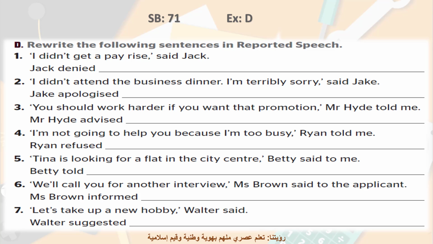Number 1, "I didn't get a pay rise," said Jack. So the answer could be Jack denied, yes. We know that denied is followed by an ing form. So let's look for the verb and add ing. Yes, the verb here is get, so it should be getting a pay rise or having got a pay rise.